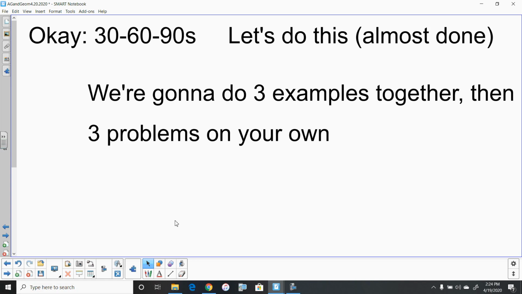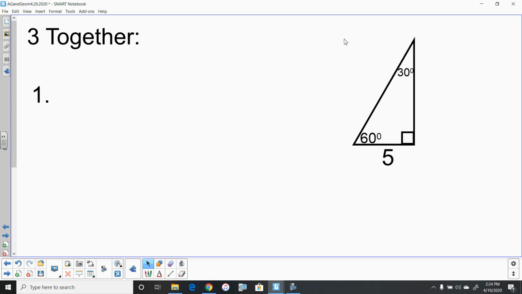Now the 30-60-90 examples, and then we'll be done here. So hang in there. We're almost there. The first example we're going to look at is a 30-60-90 where I know the short leg.